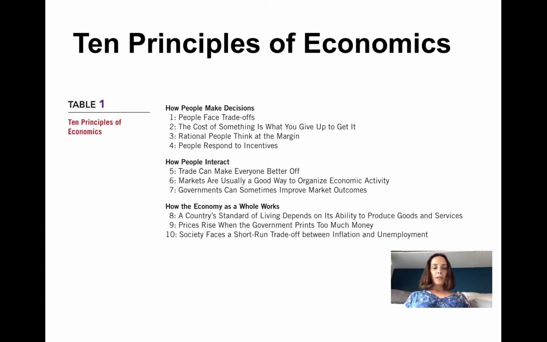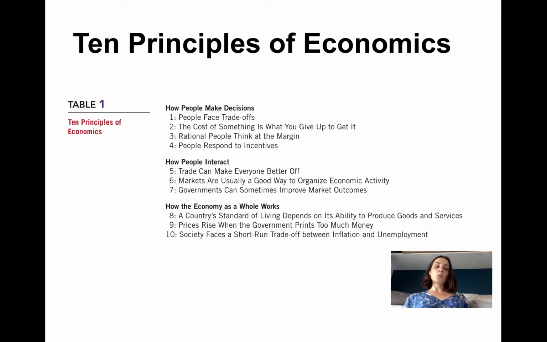Good evening, everybody. So, in class on Tuesday, we covered the four first principles of economics and we discussed how people face trade-offs. We talked about opportunity cost, or the cost of getting something, which means that you have to give up something else. We discussed what rationality means for economists. And then we talked a little bit about how people respond to incentives.